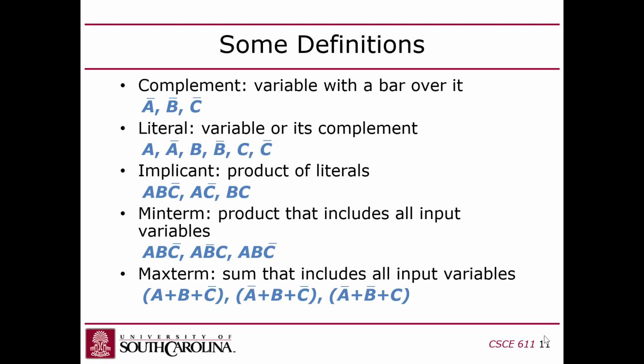Implicates don't have to have a literal corresponding to each variable, right? So that's an implicate. I'm not sure what the opposite of implicate is. But anyway, implicate is when you AND together. It's the products of literals. Okay. And as I mentioned, min-terms and max terms are a product that includes all the input variables. Right. So you have a literal corresponding to each of the variables in a min-term and in a max term.